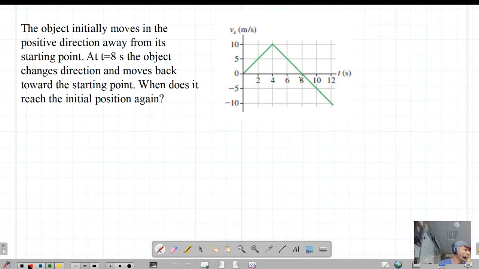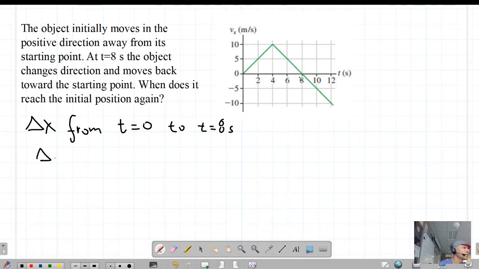Well, perhaps you remember that we found that the positive displacement, delta x, from t equals 0 to t equals 8 seconds was the area under the curve, and that worked out to be 40 meters in the positive direction. So we need to figure out when the object has moved negative 40 meters. In other words, to the left 40 meters.